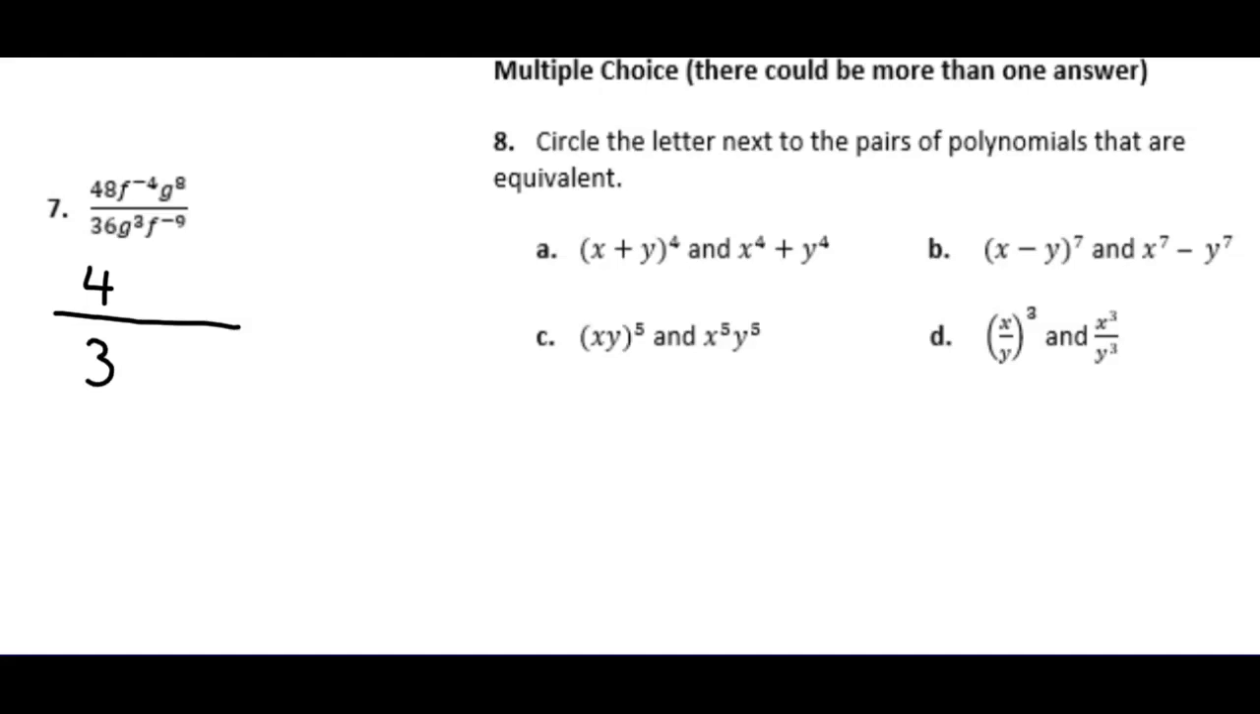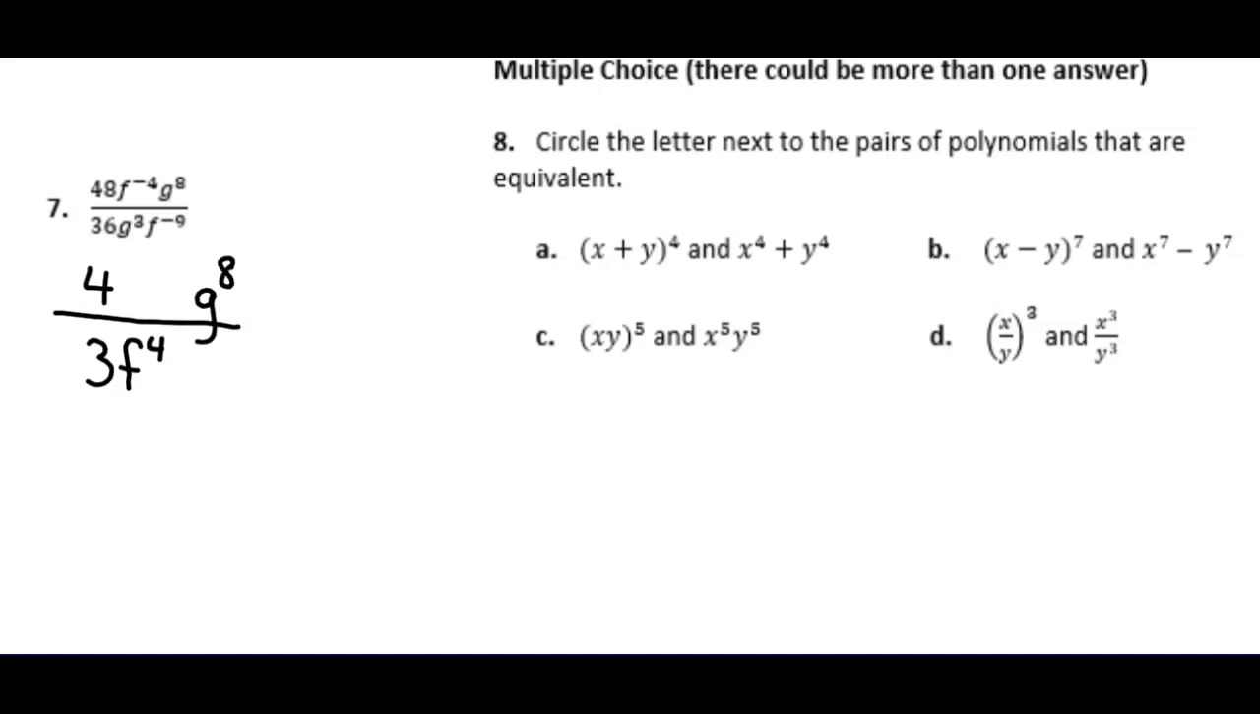And some are negative and some are positive. So if I do my stay and go method, F to the negative 4, is that going to stay where it is, or does it have to go to the bottom? Goes to the bottom. So F to the negative 4 would then become F to the 4th. Okay? G to the 8th. Is G to the 8th going to stay or is it going to go? Stay because it's already positive.